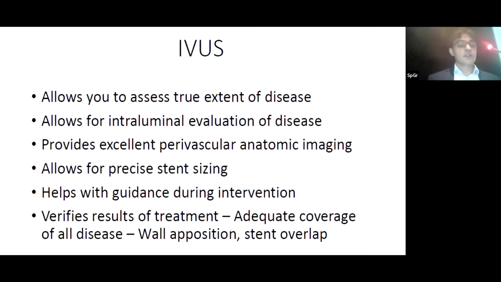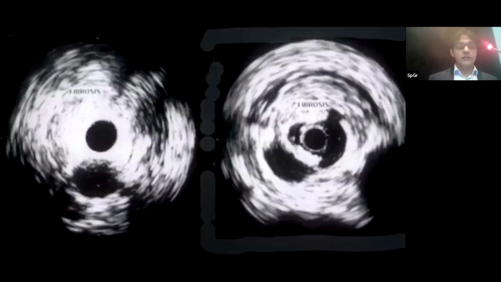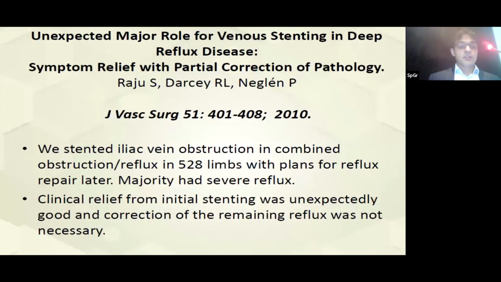Why? It allows us to assess the true extent of the disease, allows intraluminal evaluation of the disease, and precise stent sizing, which is extremely important in venous disease because veins tend to stretch, and you have to be very careful. Otherwise, your stent may go upstairs to the heart. IVUS helps with that, and it can also diagnose trabeculations and perivenous fibrosis that you don't tend to see on venography. Again, like in this patient, severe perivenous fibrosis that you don't see on venography. This is Dr. Raju, one of the pioneers in venous disease.